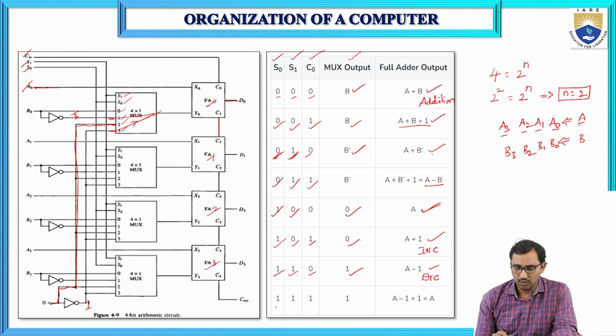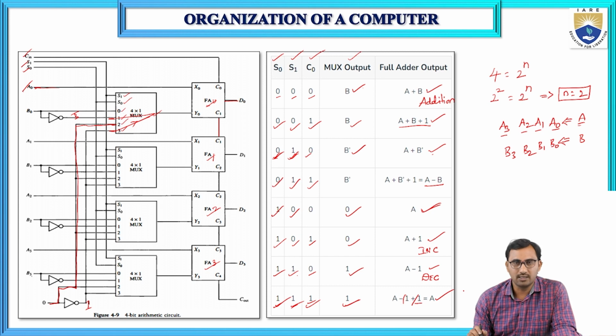And the last case is 1 1 1. So that means when my selection lines are 1 1 and we are assuming the input carry is 1, the output of the multiplexer is 1. So it performs A minus 1 plus 1. Because this plus 1 is the input carry we have assumed as 1. So A minus 1 plus 1, the plus 1 and minus 1 get cancelled. It will give A as the output. So that means transfer A. So these are the various outputs generated by the 4-bit arithmetic circuit.